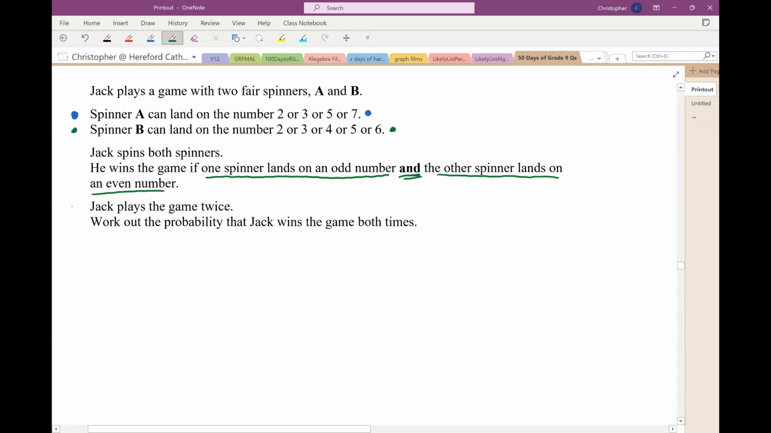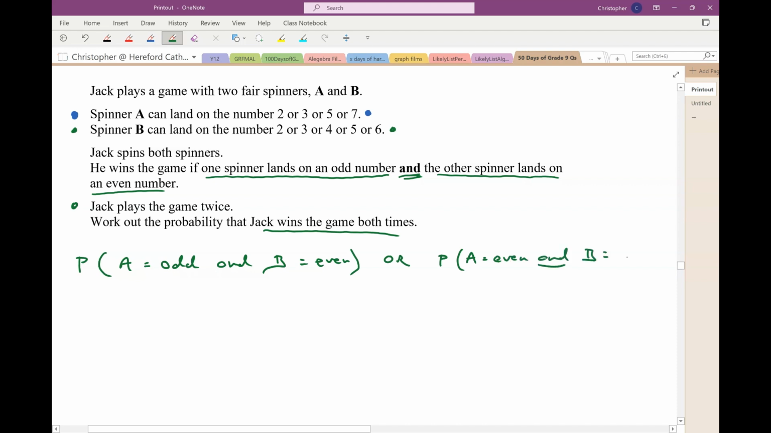He plays the game twice. Work out the probability that he wins both games. Wins the game both times. Well, let's just work out the probability of him winning one game, shall we? So if he's going to win one game, it's going to be the probability of A equals odd and B equals even, or the probability of it the other way around, A equals even and B equals odd.